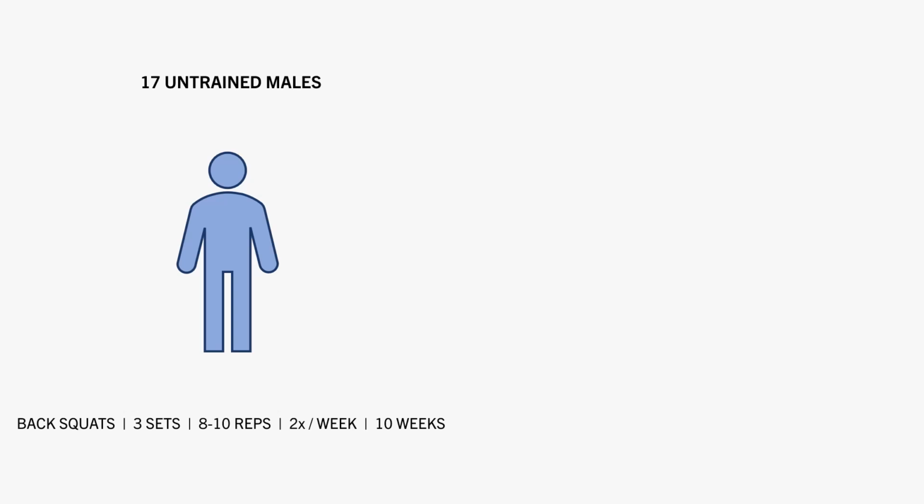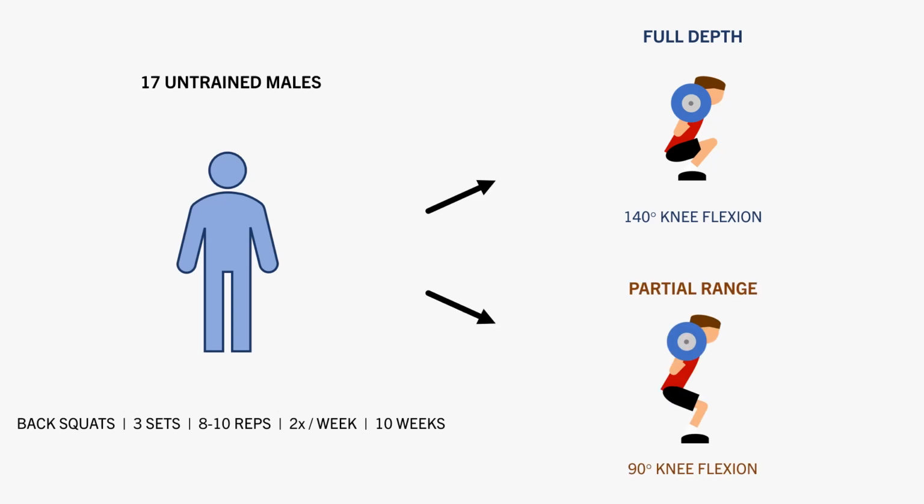17 untrained males performed back squats for 3 sets of 8 to 10 reps with progressively increasing loads 2 times per week for 10 weeks. Half the subjects performed squats to full depth, defined as 140 degrees knee flexion, while the other half performed partial range of motion squats, defined as 90 degrees knee flexion.